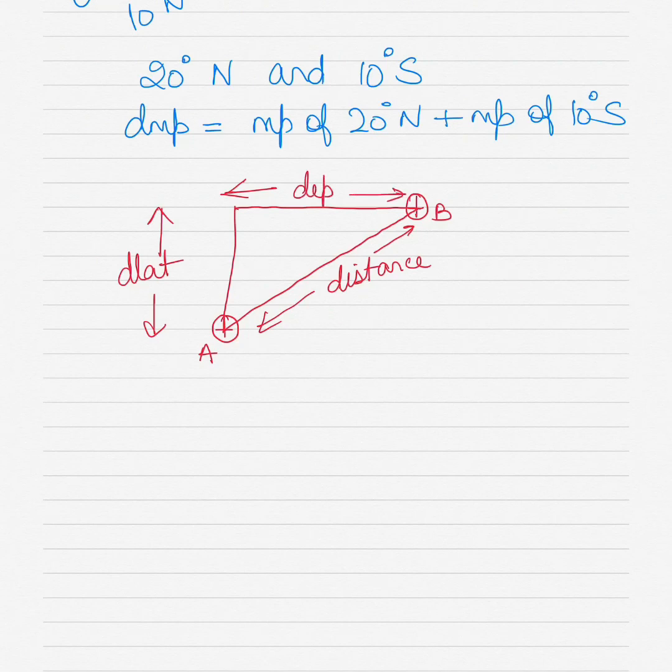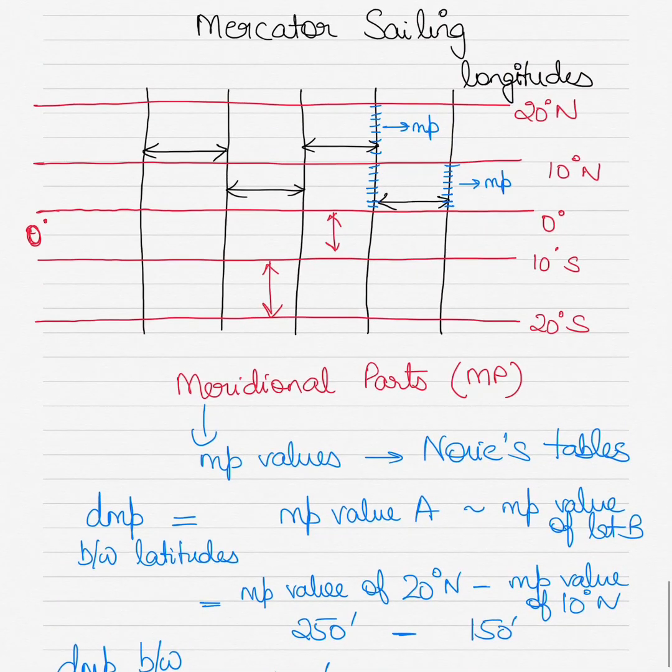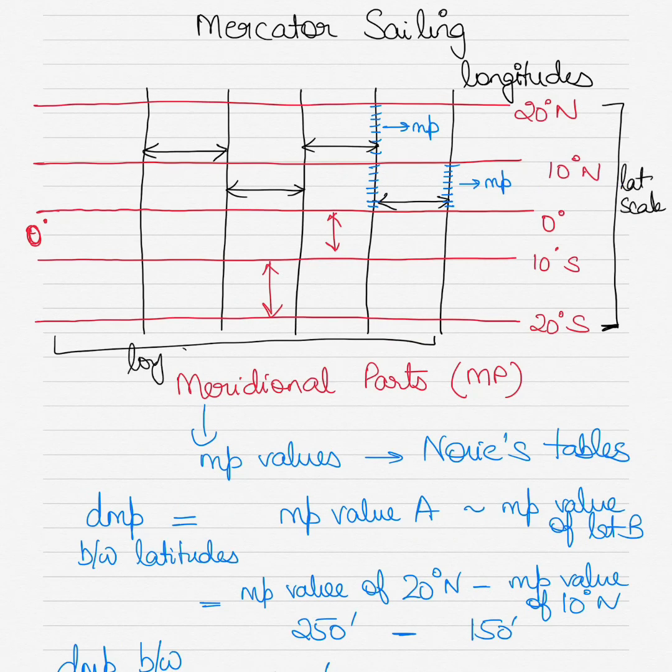This is what I have taught you for plain sailing. For Mercator sailing, you have to remember, and what I showed you above here is, you can see the latitude scale is very different from the longitude scale. So if you are measuring distance along the latitude scale, it will be different from if you measure distance along the longitude scale. This is the lat scale and this is the long scale.